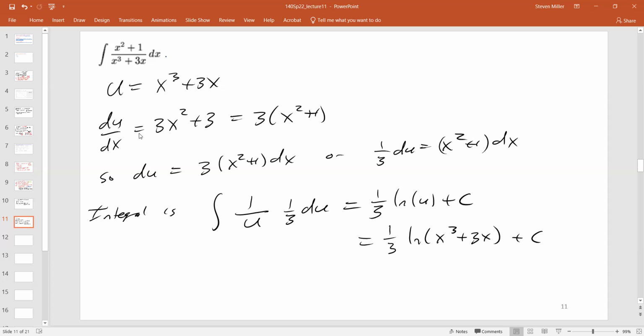Let's see. And if you really wanted to, you could write this as 1/3 the natural log of x plus the natural log of x squared plus 3, plus c, if you wanted to just factor that a little bit. There's really no need, but okay.